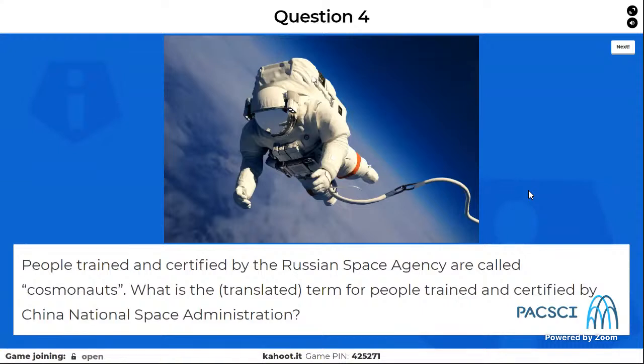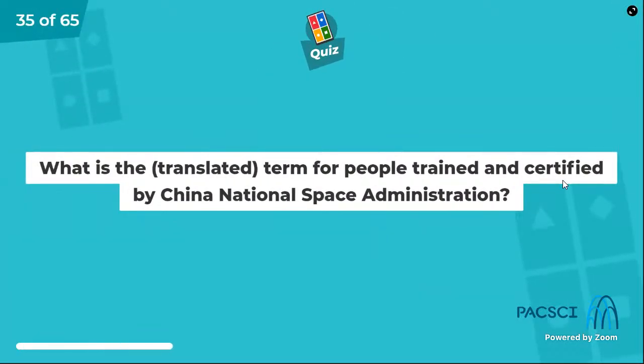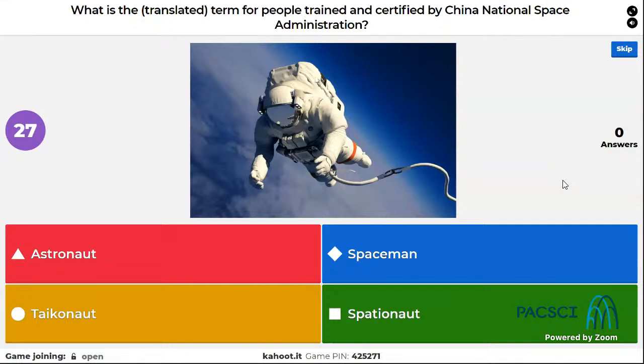All right, here we go. Our next question. People trained and certified by the Russian Space Agency are called cosmonauts. What is the translated term for people trained and certified by the China National Space Administration? So of course we have astronauts here and in Russia, they're cosmonauts, but those who are trained in China are called astronauts, spaceman, taikonaut, or spationaut.